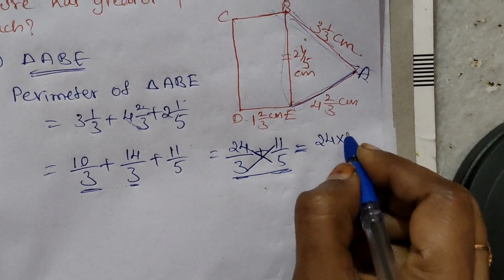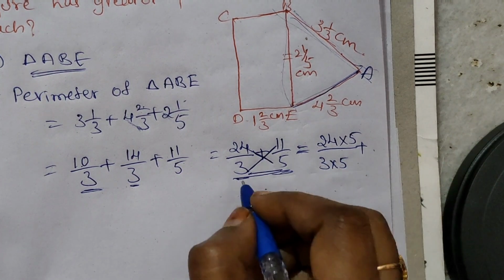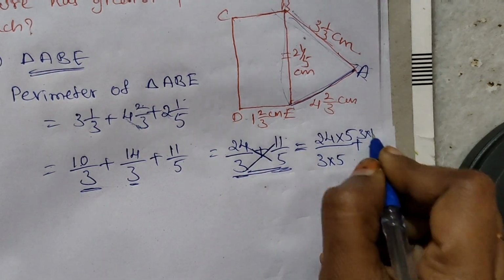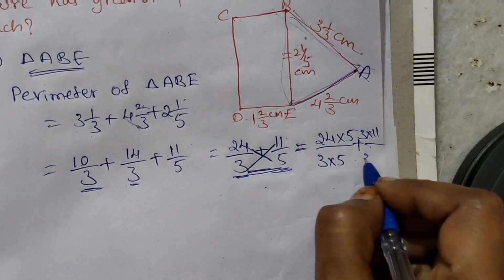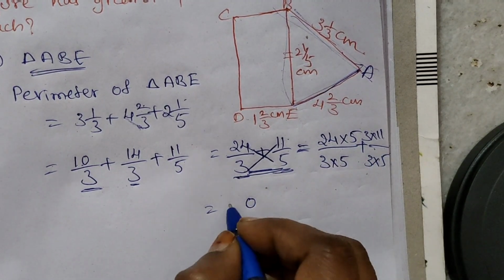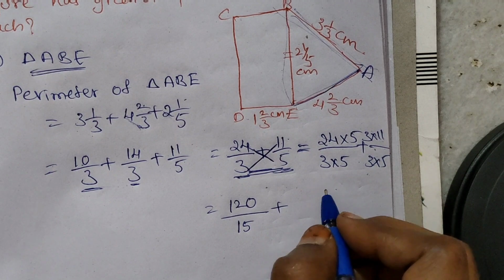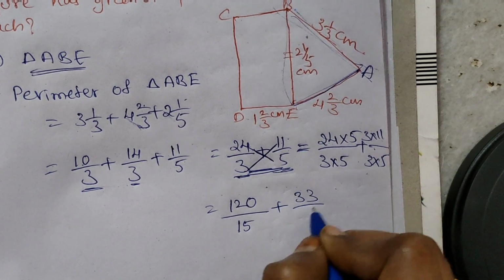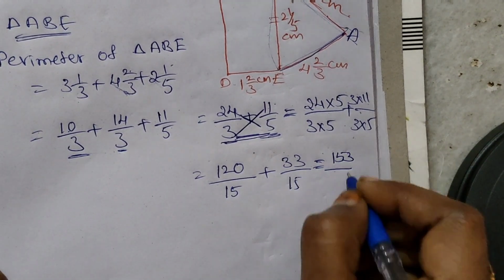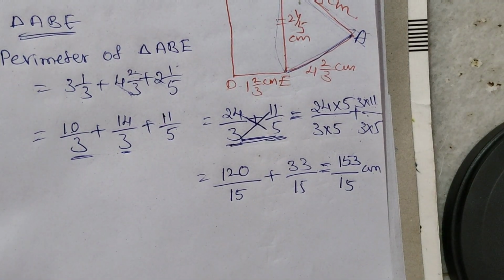24 into 5 over 3 into 5, plus this denominator and this numerator multiplied, 3 into 11 by 3 into 5. So 24 fives are 120 by 3 fives, 15, plus 3 elevens, 33, by 15. Okay, here the answer is 153 by 15 centimeters. This is the perimeter of triangle ABE.